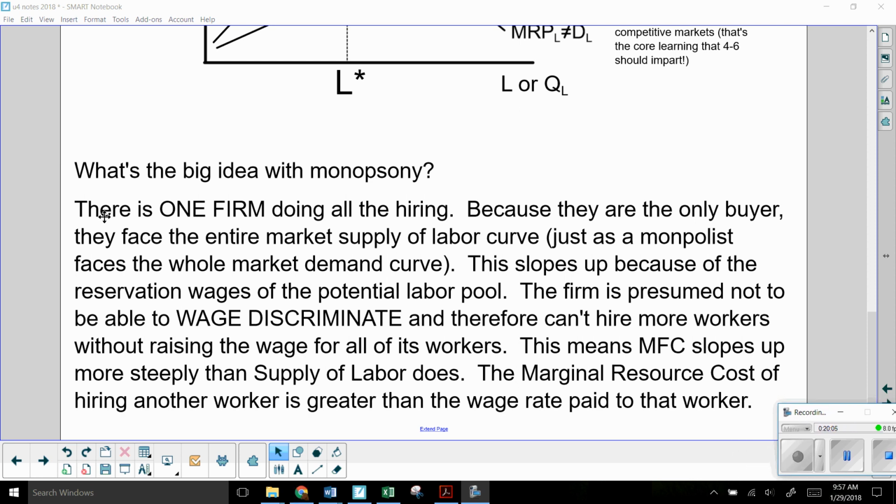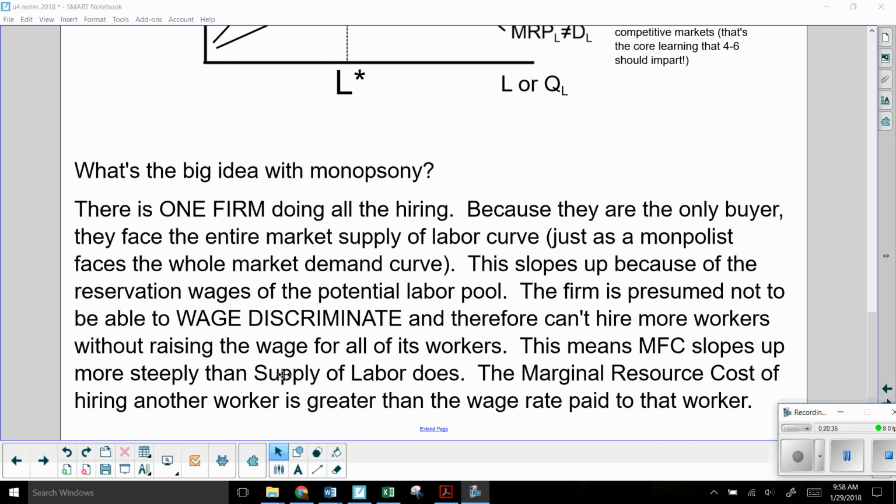Okay? We're going to think about a situation where there's one firm doing all the hiring. Because they're the only buyer, they face the entire market supply of labor curve, just as a monopolist faces the whole market demand curve. This slopes up because of the reservation wages of the potential labor pool. So there's more people that want to work, and people want to work more units of labor if the wage is higher. The firm is presumed not to be able to wage discriminate, and therefore they can't hire more workers without raising the wage for all of their workers.